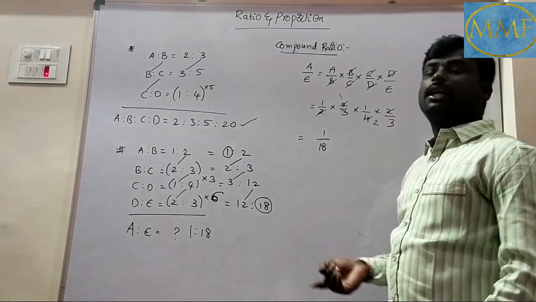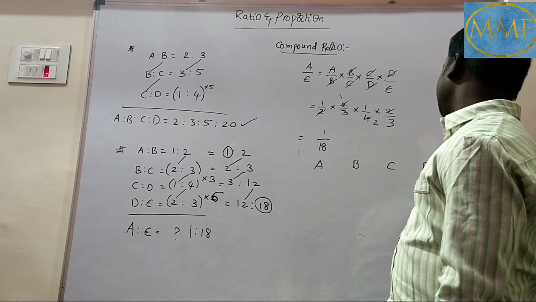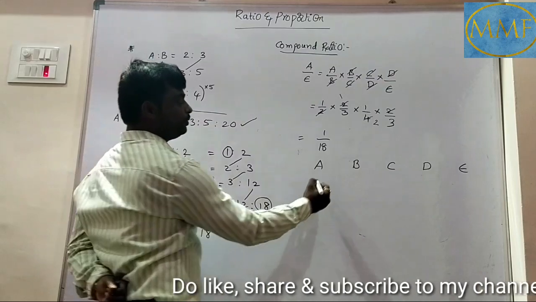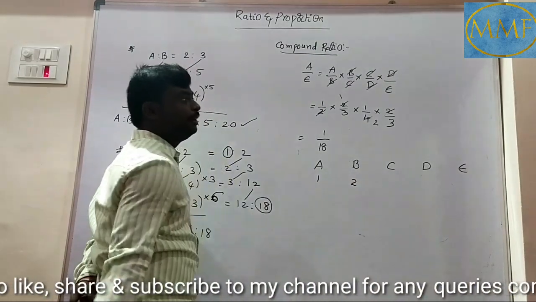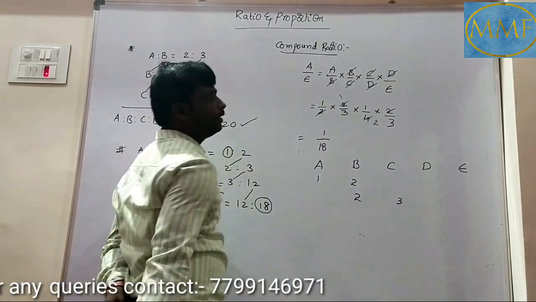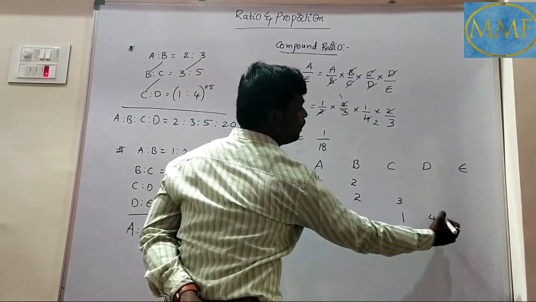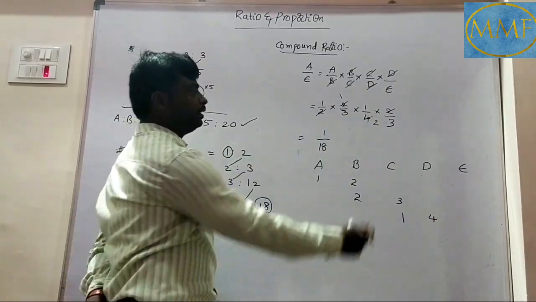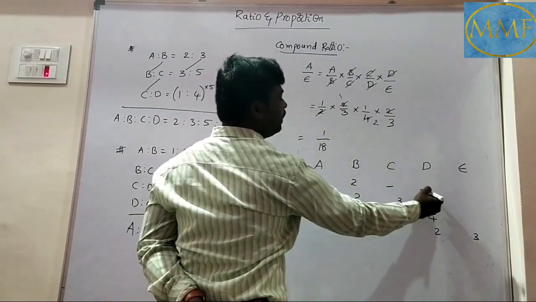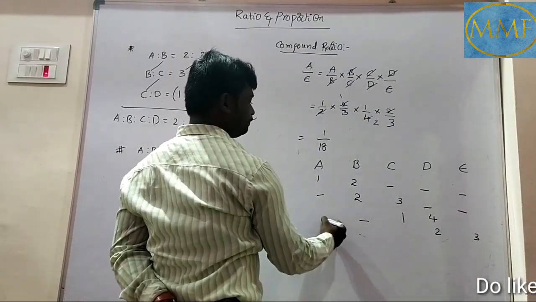Then the third method and a regular method is this one. A, B, C, D, E. Then see here. What is A is to B? It is 1 is to 2. Write 1, 2 here. What is B is to C? It is 2 is to 3. 2 here, 3 here. What is C is to D? 1 is to 4. 1 here, 4 here. What is D is to E? It is 2 is to 3. 2 here, 3 here. Then only writing front and back numbers.